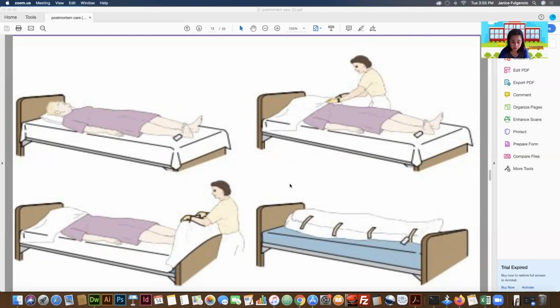In covering the patient using the mattress or the linens, this is the way. You just fold it in this way. You fold the top and then the sides, and then you tape it.